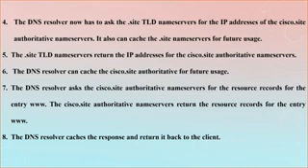And then the DNS resolver asks the Cisco site authoritative name server for the resource record for the entry www. The Cisco site authoritative name server returns the resource record for the entry www. And the last step is the DNS resolver caches the response and returns it back to the client. That's all for me.